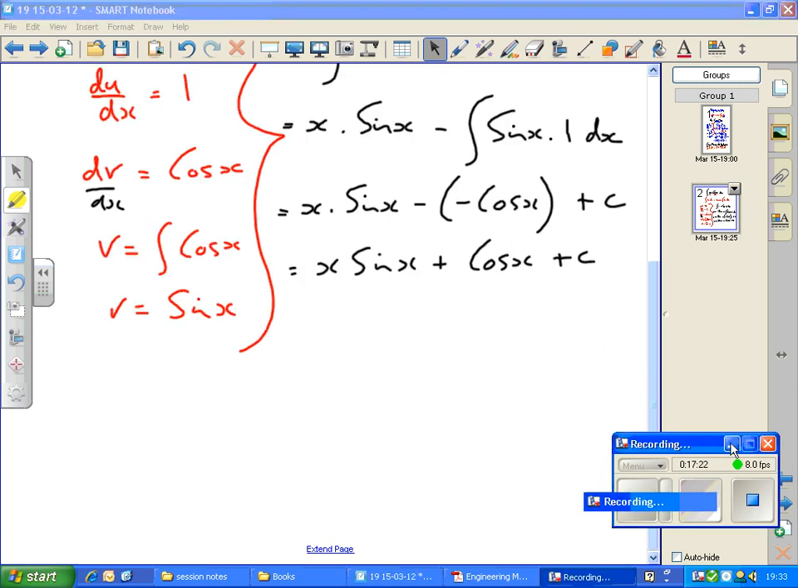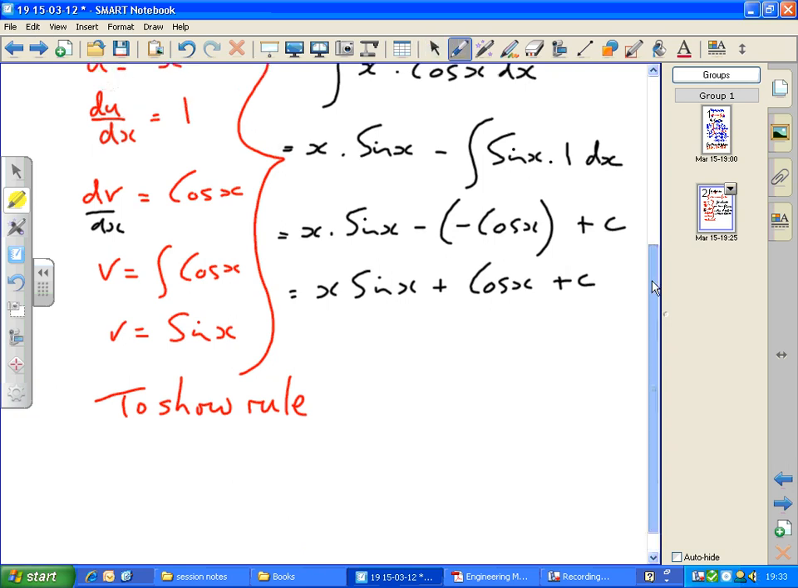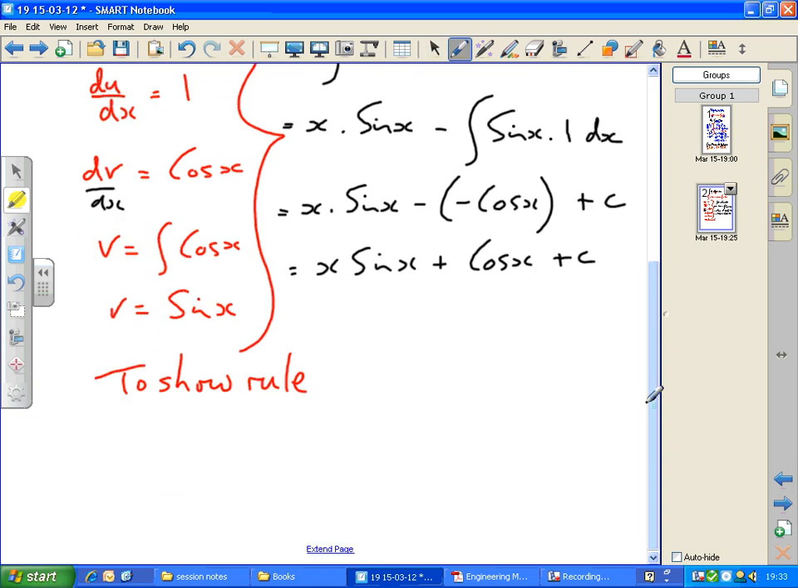Again, just so we can see the rule, let's look at this again. What did we do? The original integral was, what's the integral of x cos x?